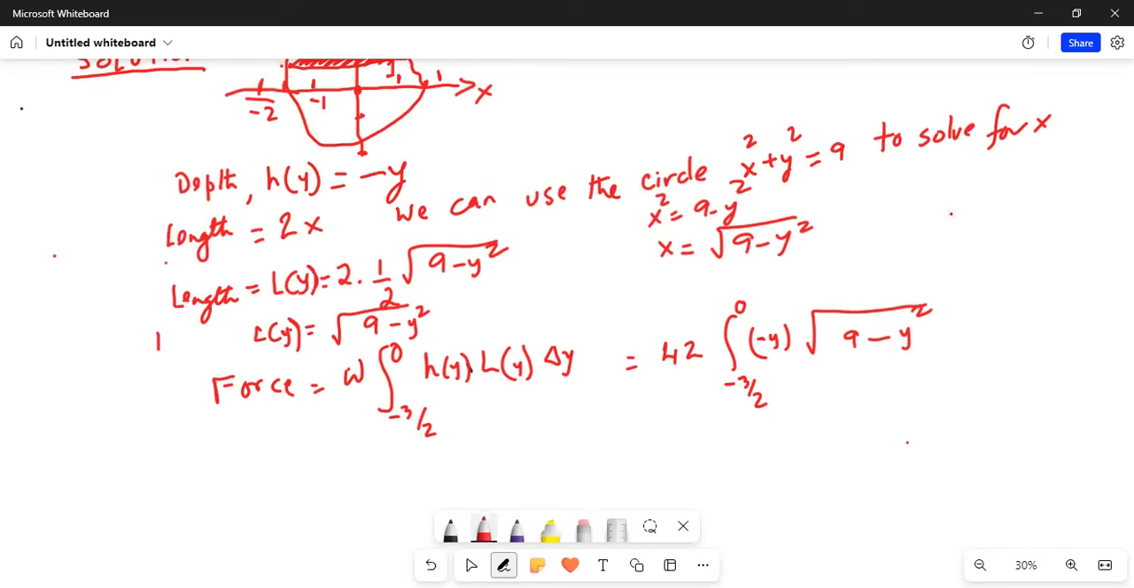Okay, actually it is x square plus 2y. Okay, because we have, so we will use the circle. I'm going to correct this. x square, I made a mistake.